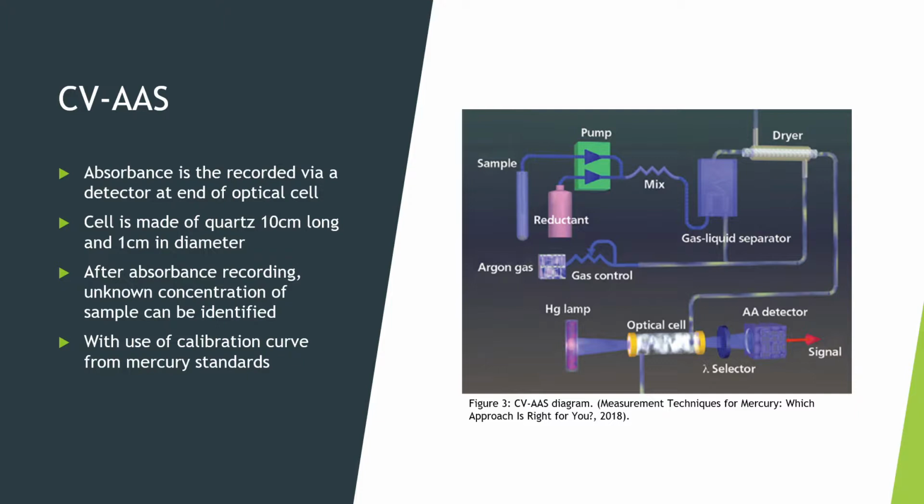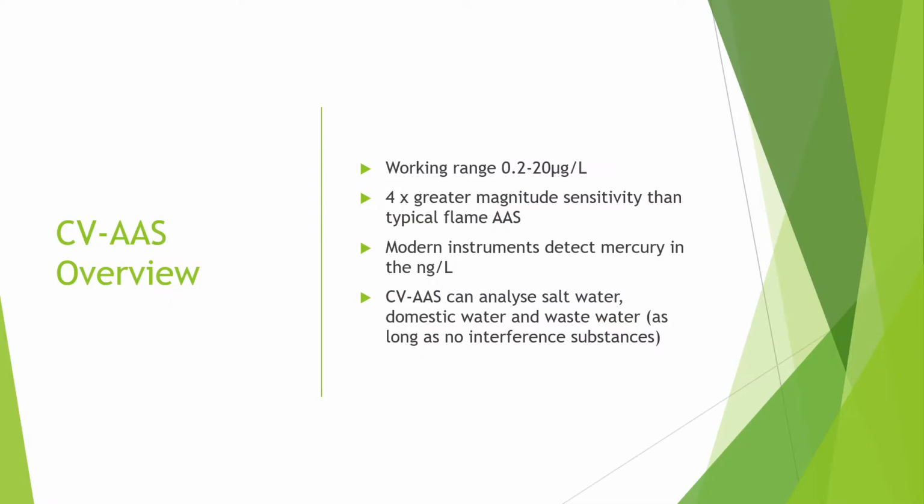Once the absorbance has been recorded, the unknown concentration of the sample can be identified with the use of a standard calibration curve from the known mercury standards. For testing mercury content in water, cold vapor atomic absorption is used. This is because CVAAS has a working range between 0.2 to 20 micrograms per liter.